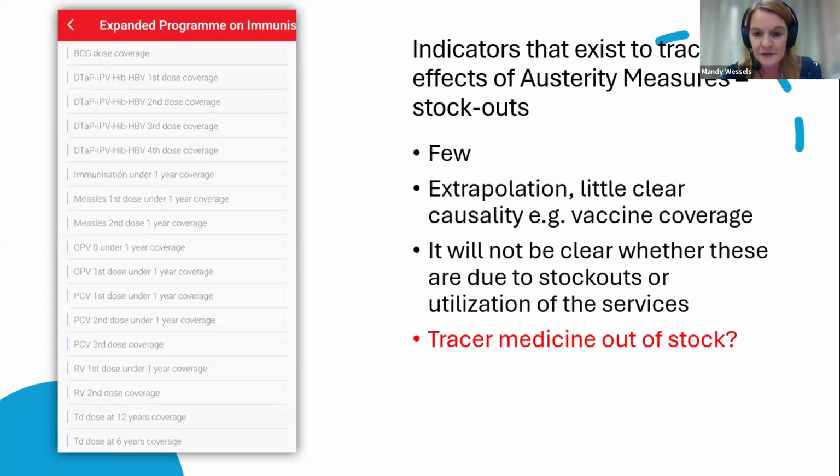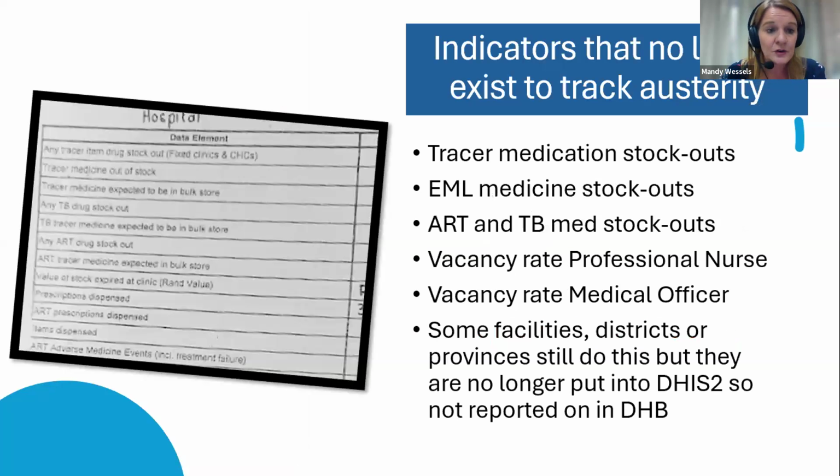On that note, there used to be, 2016, I think, was the last time, a whole section in the DHIS where you actually reported the tracer medicines out of stock. So there was a whole section, and I've got a picture of it because at facility level, many of us still monitor this. Our pharmacies still submit this for our own management's interest, but it isn't published in the District Health Barometer because it's not a mandatory field in the DHIS version 2.